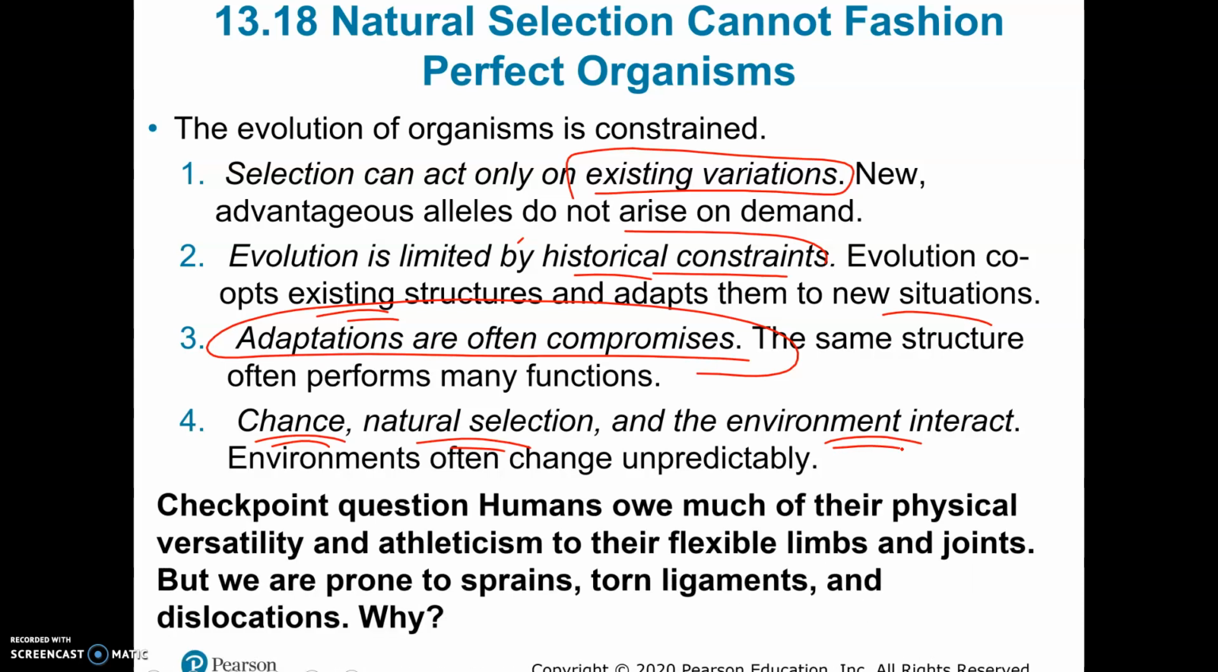And this is just a good example, that we have flexible limbs and joints, but we're prone to sprains and torn ligaments. That's part of that compromise. We're good at certain things, but the way that our bodies are structured, we're not good at everything. And so the more athletic things that we do, we may be put in situations where our body is not in the best scenario for the way that we're designed. All right, and that's evolution.